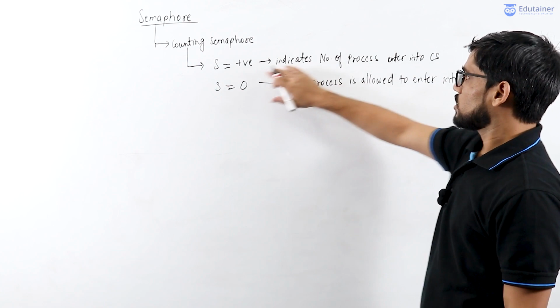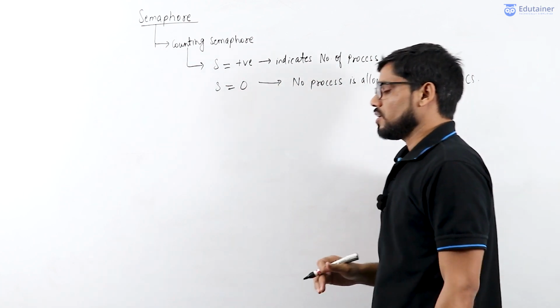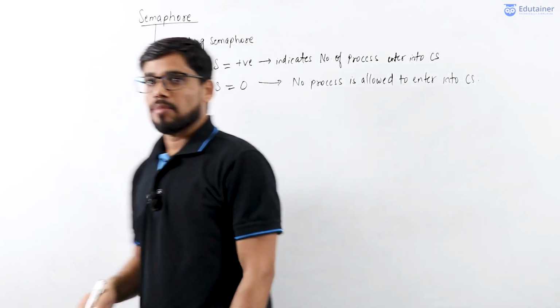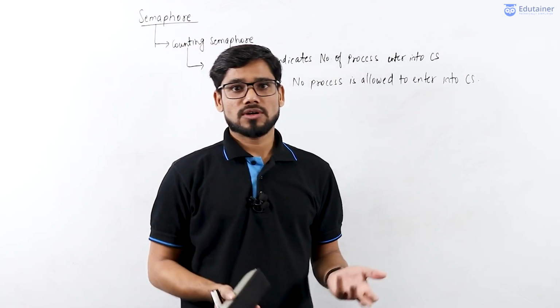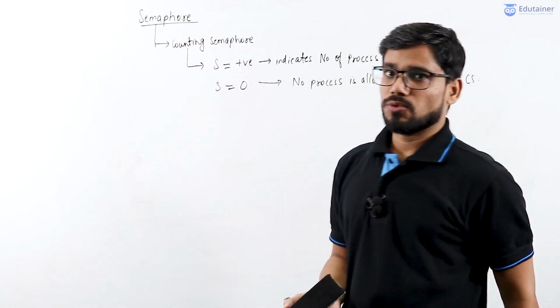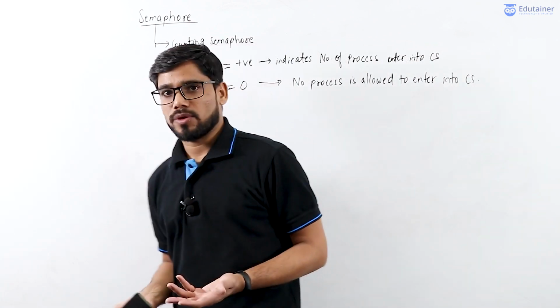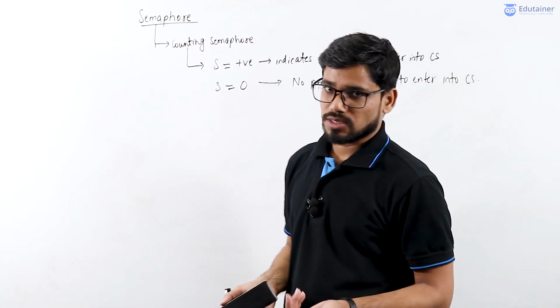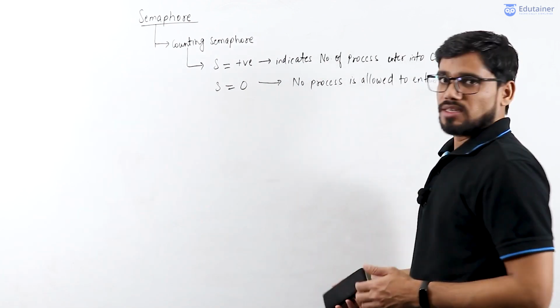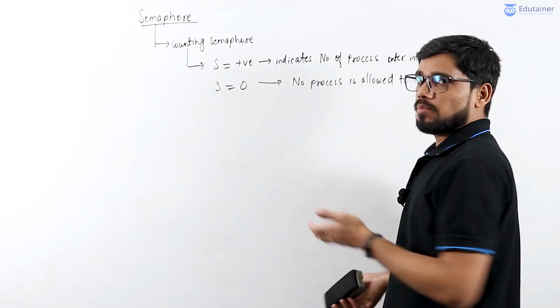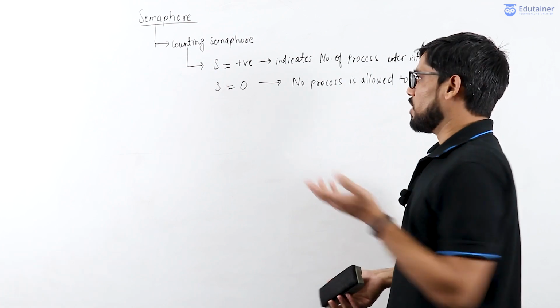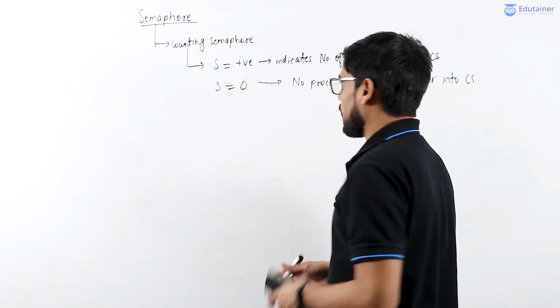If more than one process is allowed to enter into the critical section, then definitely the primary requirement, mutual exclusion, is not possible in counting semaphore. And what about the other requirements? The other requirements are progress, bounded waiting, and architectural neutrality. So let's see whether these remaining requirements are fulfilled by counting semaphore or not.